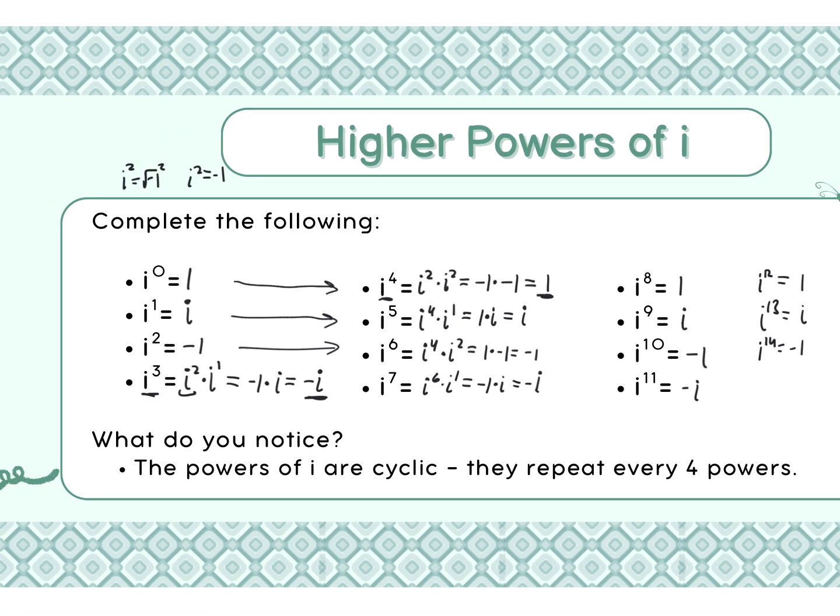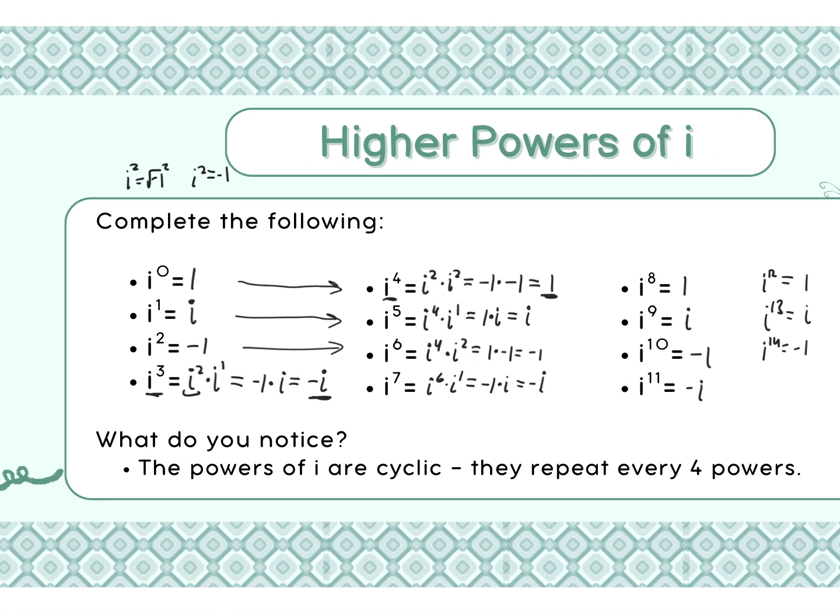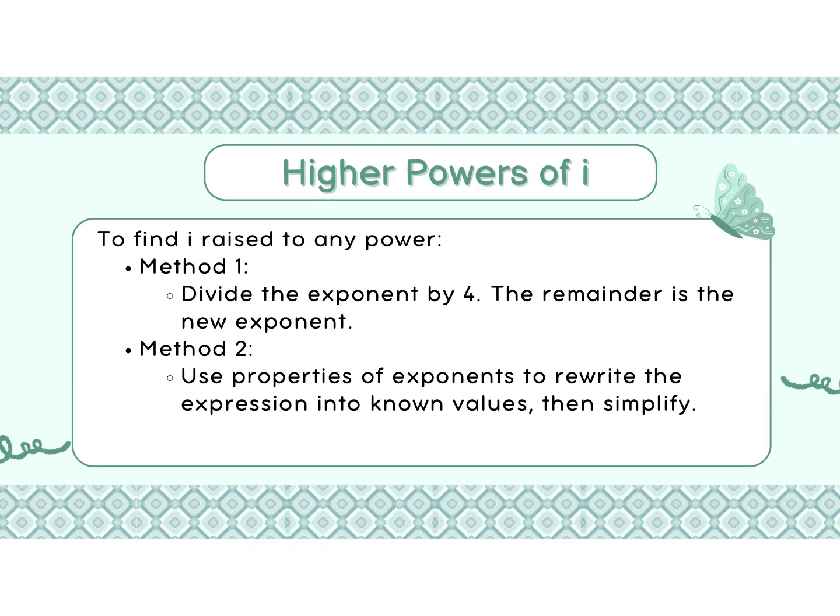All right, so there's a pattern here. The powers of i cycle every 4 powers. They cycle between these 4 different values: 1, i, negative 1, negative i. Now, to evaluate higher powers of i, what I prefer is to divide the exponent by 4, and then the remainder is your new exponent, and you evaluate that. Another thing you could do is use your properties of exponents, just like we did in the previous slide, to rewrite the expression into known values and then simplify. And I'll show you what that means in the next slide.